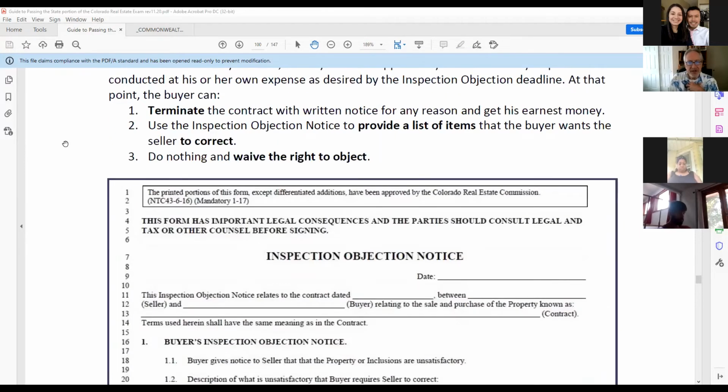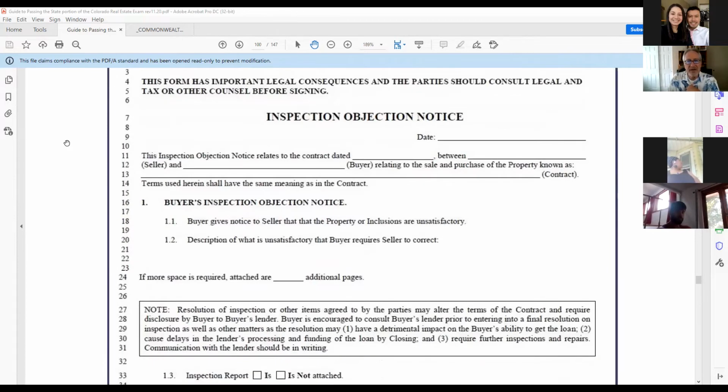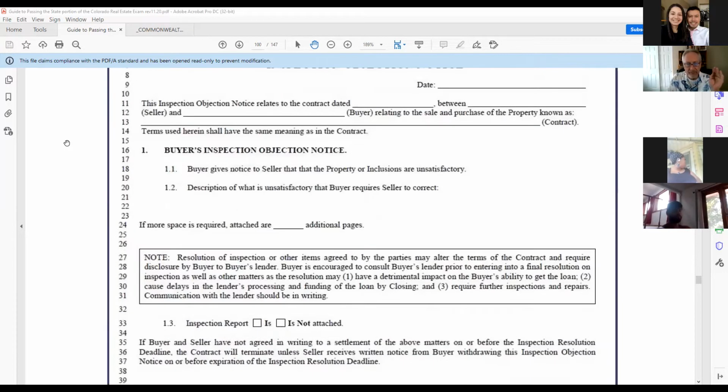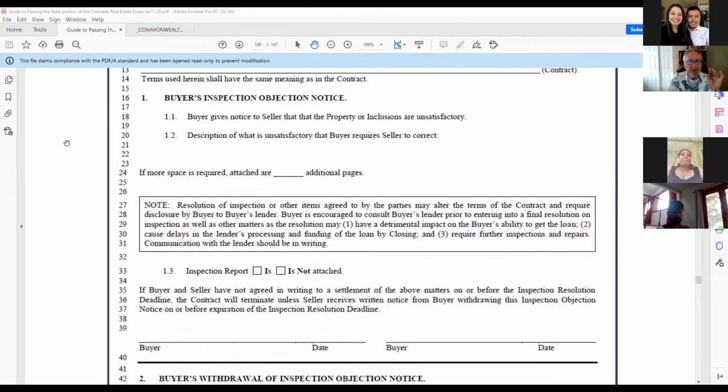Here's your inspection objection. So remember, you put it in your timeline to have the home inspection objection by a certain deadline. So you've got to have the property inspected and this form completed and sent to the seller prior to the inspection objection deadline. If you miss that deadline, then no longer can you object over inspection items. So here's the form. You're giving notice to the seller that some property things are unsatisfactory, and then you describe what is unsatisfactory. And you start numbering.